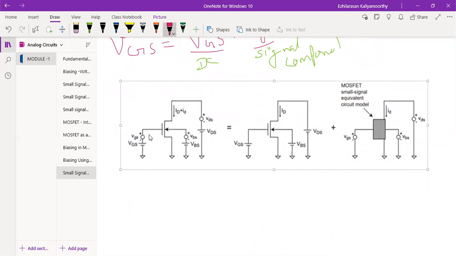See, at each and every terminal we have the DC component and the small signal component: between G and S, between B and S, between D and S. Here the current will be ID plus id, the same current will flow here also. But normally the gate current will always be equal to 0, because there will not be any current flow between gate and substrate.